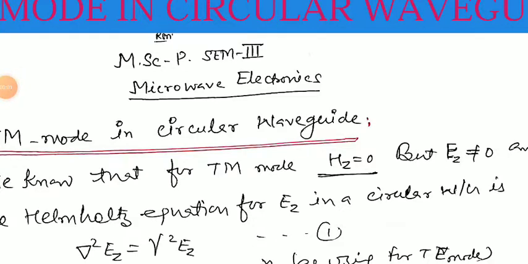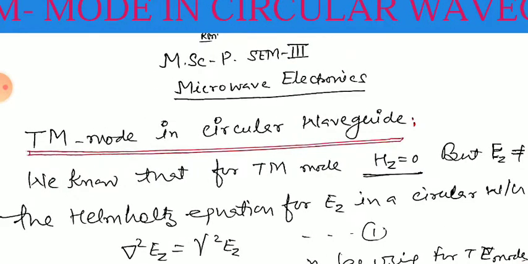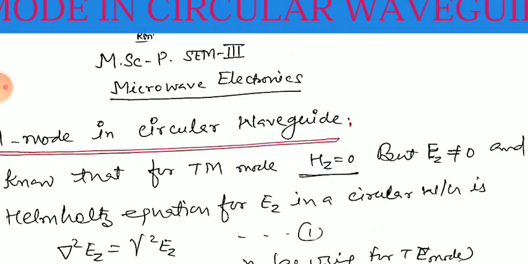आज हम माइक्रो इलेक्ट्रॉनिक्स में टीएम मोड इन सर्कुलर वेवगाइड डिस्कस करेंगे। लास्ट टाइम पे हमने टीई मोड किया था, ट्रांसवर्स इलेक्ट्रिक मोड। आज हम कर रहे हैं ट्रांसवर्स मैग्नेटिक मोड। इसी नाम से क्लियर है कि ट्रांसवर्स मैग्नेटिक मोड मीन्स द हॉरिजॉन्टल कंपोनेंट और दैट इज द component of the magnetic field along the direction of the propagation of the wave, Hz will be 0. But in this case, Ez will be not 0.